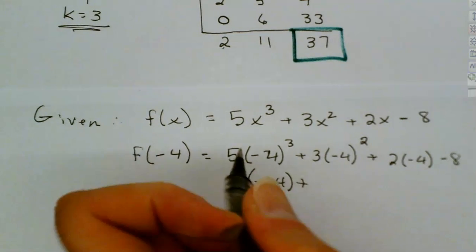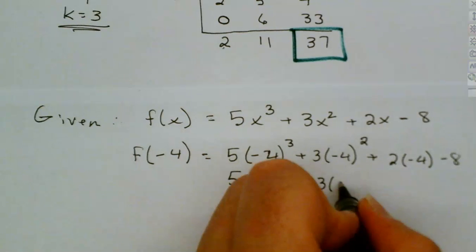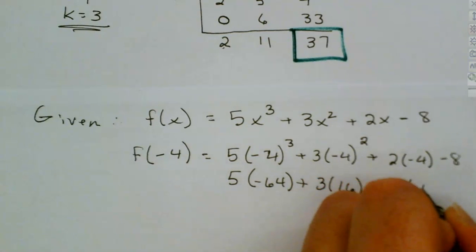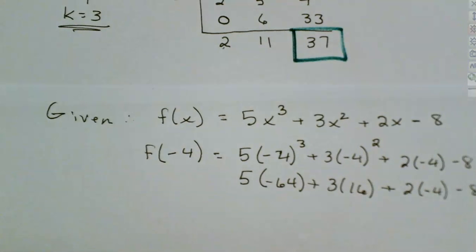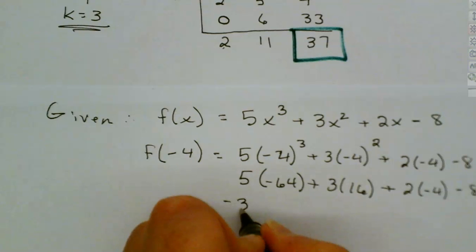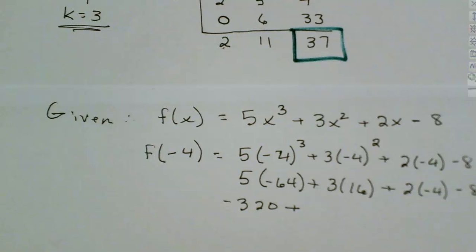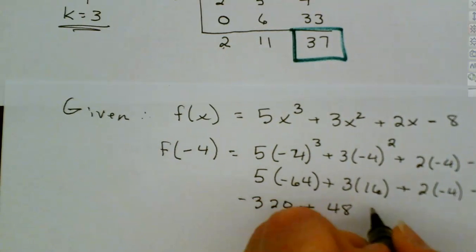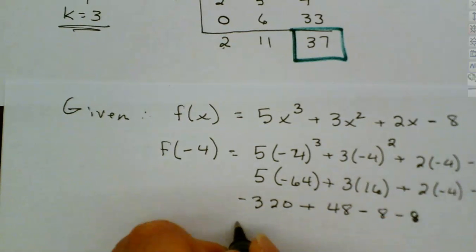And what happens when you square a negative? Okay, negative 4 squared becomes a positive 16. Now we'll just multiply. So 5 times a negative 64, it's negative 320. And then we've got 3 times the 16, that's a 48, minus 8, and another minus 8, right? We can add these all across.